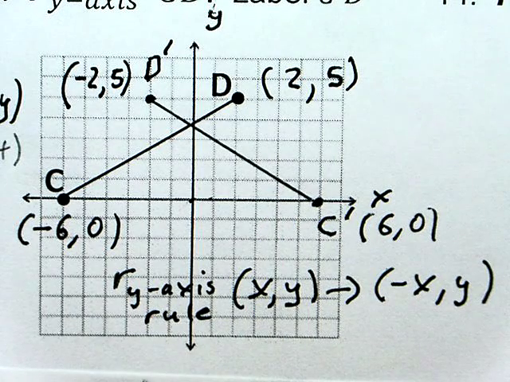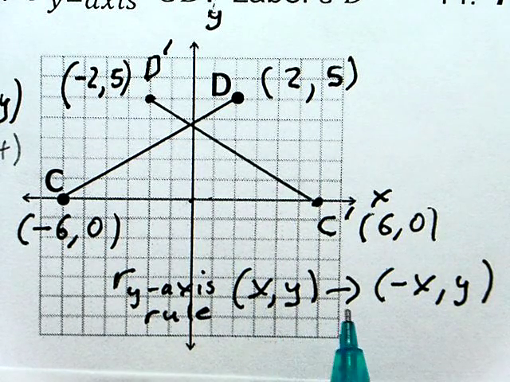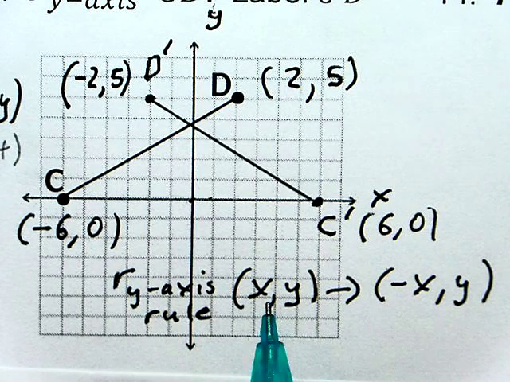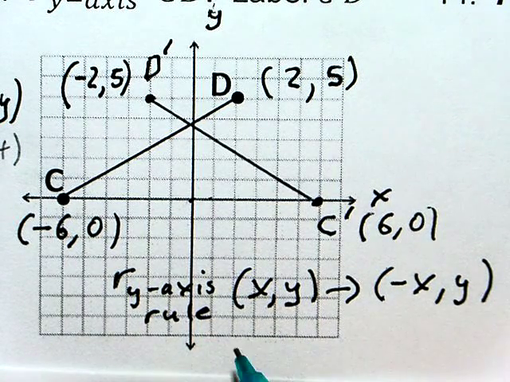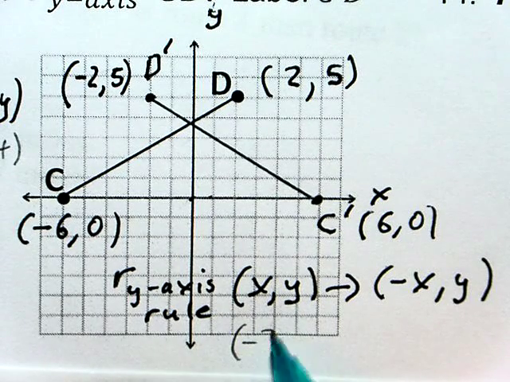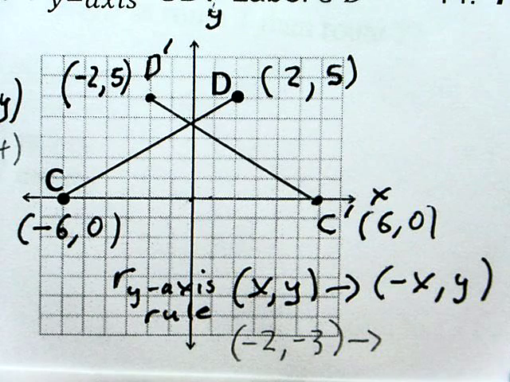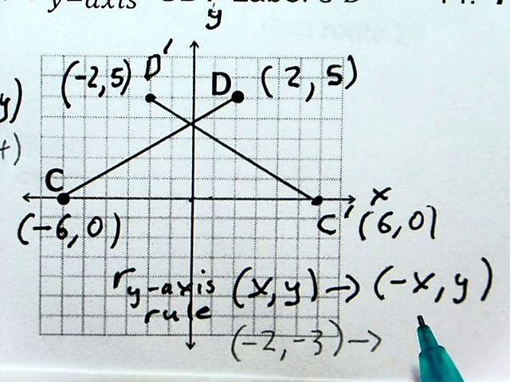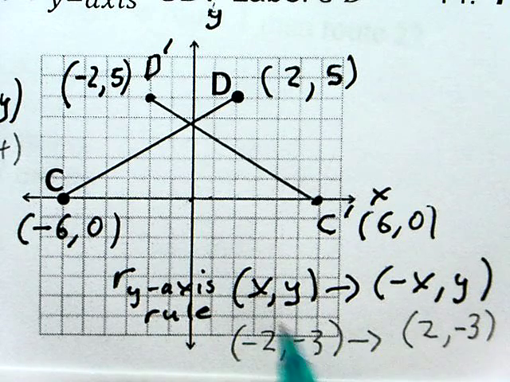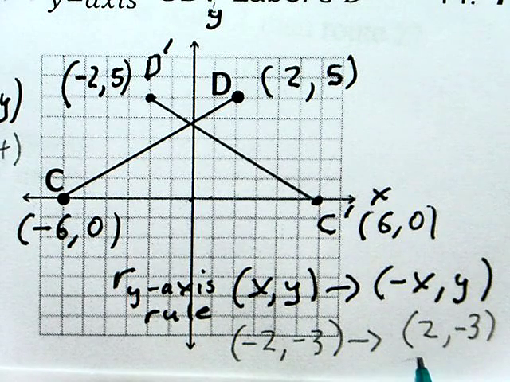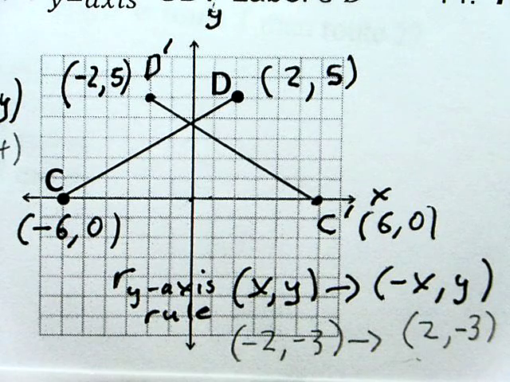So when we reflect over the y-axis, the rule is that (x, y) becomes (-x, y). Again, the x-coordinate changes sign, but the y does not. So if we had, let's say, point (-2, -3), and we were going to reflect that point over the y-axis, we would end up with (2, -3). So the x-coordinate would change sign, the y-coordinate would not. Make sure you have these notes in your notes.